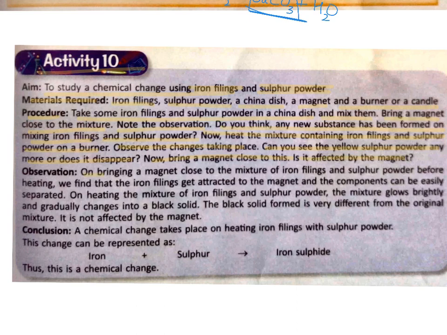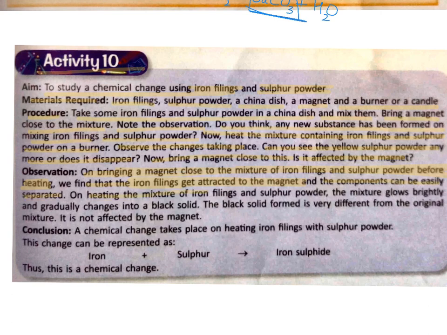Observation. On bringing a magnet close to the mixture of iron filings and sulfur powder before heating, I hope you all know what happened. When we brought a magnet near to this, we find that iron filings get attracted to the magnet, and this explains that when 2 substances are mixed, they retain their property. So that's why iron filings get attracted towards the magnet, and the components can easily be separated.